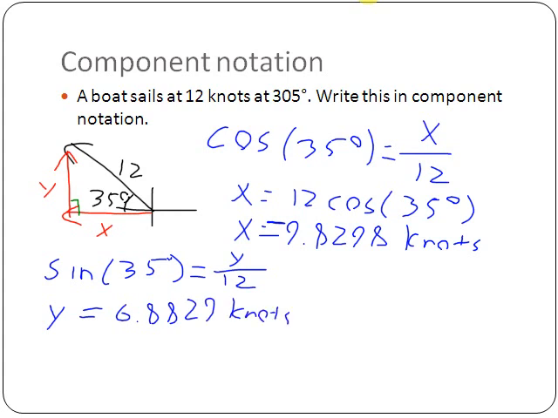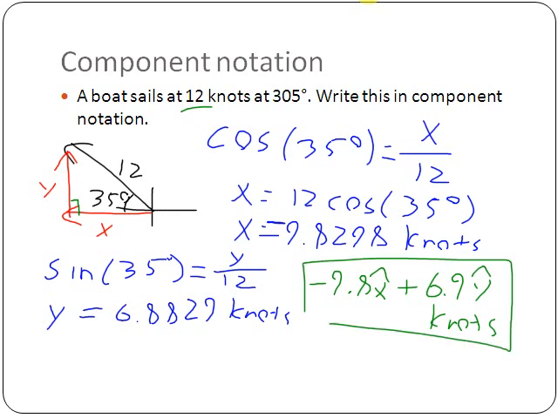And so if we wanted to write out this vector in component notation, we would say that this would be quite simply equal to the x part. And look at significant figures. We have 2 here, so we're going to have 2 significant figures. So negative 9.8 x hat plus 6.9 y hat knots. So that would be one way of writing out this vector, and a way of writing component notation.